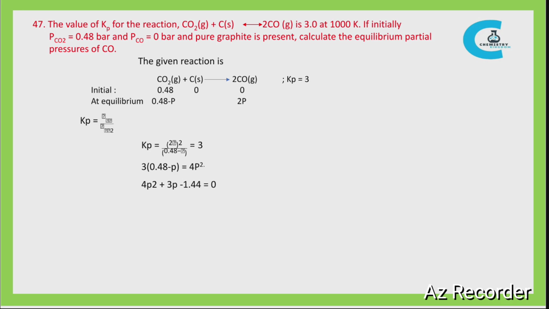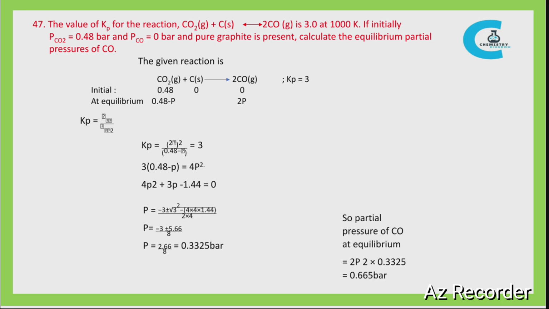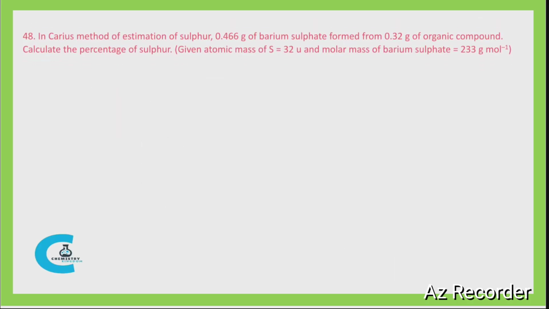Just multiply and simplify. You will get the P value as 0.3325 bar. So the partial pressure of CO is how much? 2P, 2 into 0.3325, which is 0.665 bar. That is the correct answer. I hope you understood.